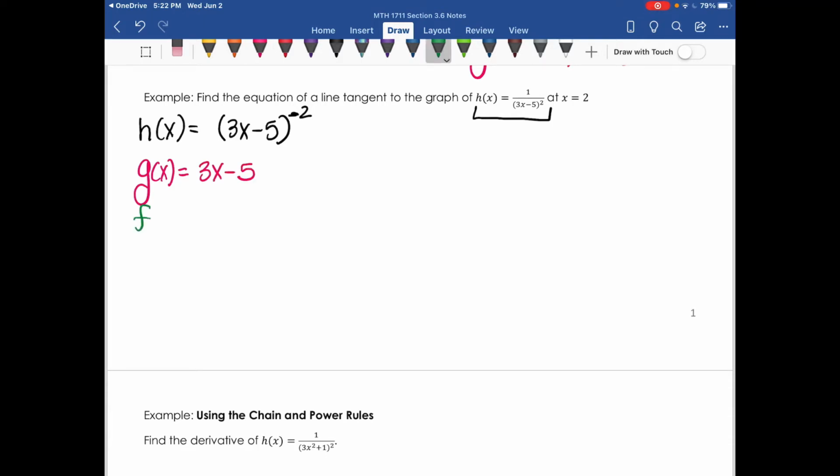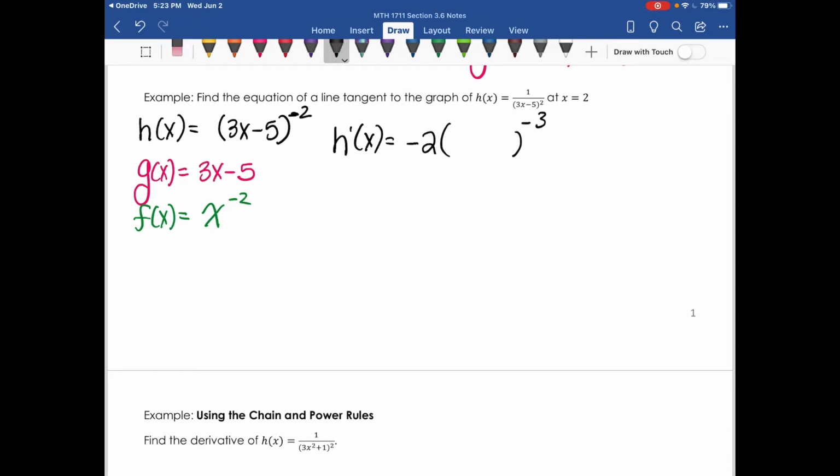Now I can identify my inner and outer function. My g of x, my inner function, is going to be 3x minus 5. My f of x, or my outer function, is going to be x to the negative 2. So to find the derivative of h of x, I need to use the chain rule because I've got a composite function here.